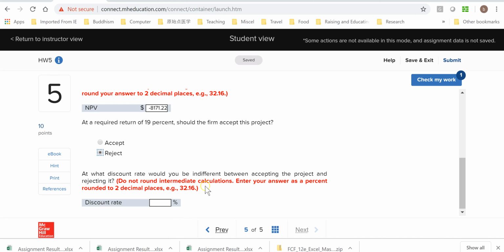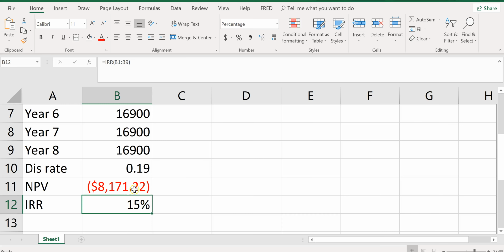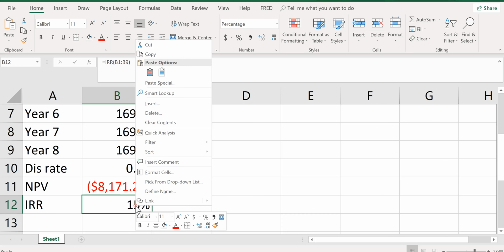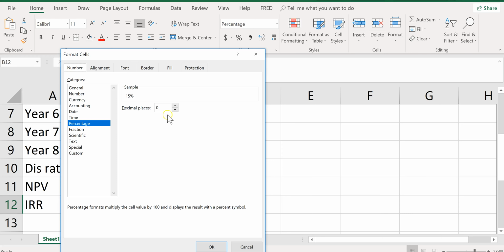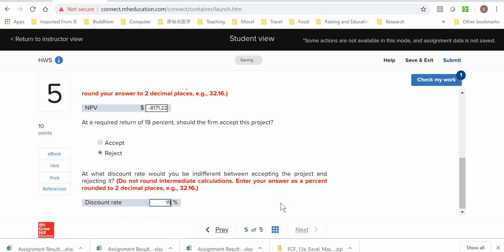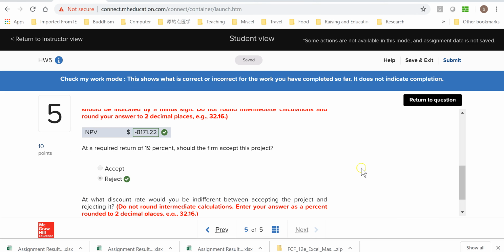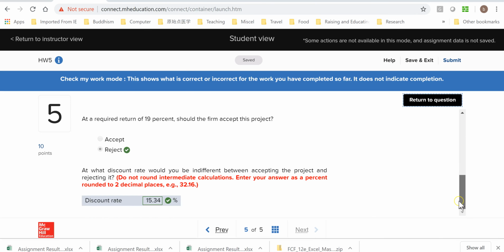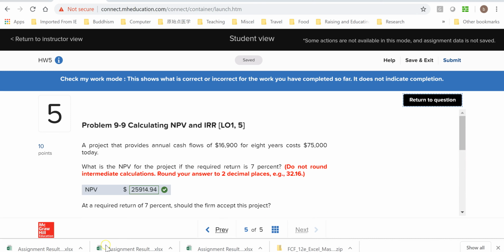But then you have to notice the rounding requirement. Do not round intermediate calculations. Enter your answer as a percent rounded to 2 decimal places. So this is a percent, but currently shown with no decimal places. So we have to change the format of cells and use percentage, and then keep 2 decimal places. 15.34. So now let's check our work. So looks like we got everything right.